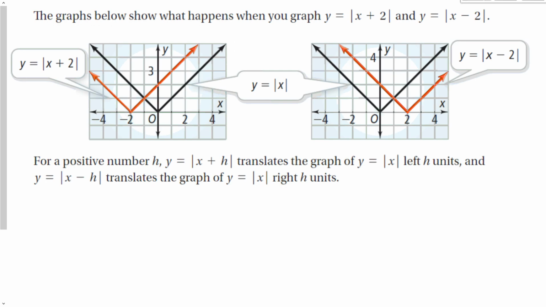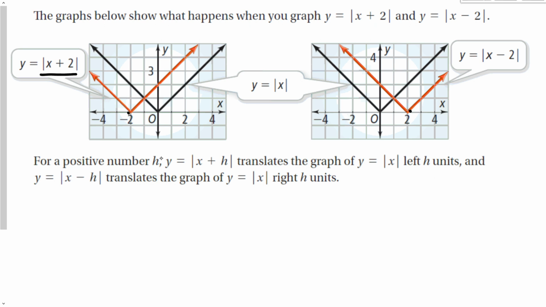The graphs below show what happens when you graph y is equal to the absolute value of x plus 2 and x minus 2. This is a little bit different because this function, the red function right there, is the graph of absolute value of x plus 2. And this is the graph of the absolute value of x minus 2. So while adding a number to the outside of the absolute value shifts it up and subtracting a number shifts it down, that's the opposite of what happens if you do it inside the function.